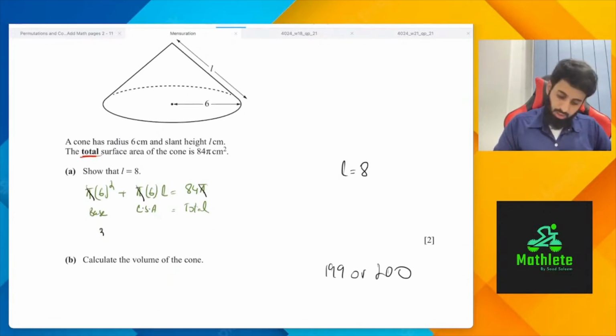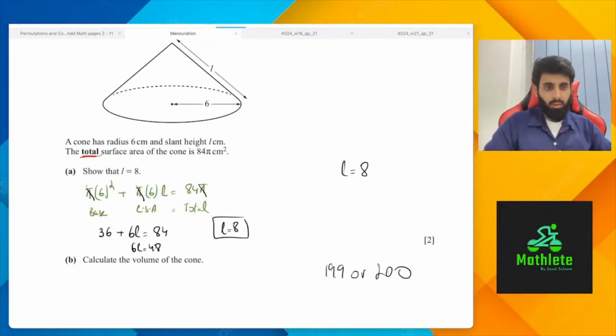So 6 squared is 36. 36 plus 6L is equal to 84. So 84 minus 36, I'm looking at 6L is equal to 48. Let's do 48 divided by 6. So that means slant height is equal to 8.